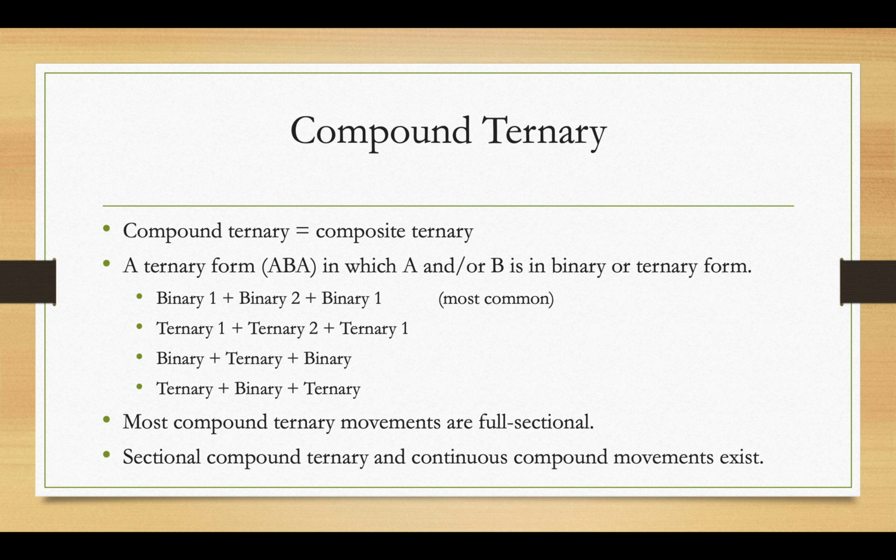However, that is not necessarily always the case. It is possible to have a sectional compound ternary. It is possible to have a continuous compound ternary. They do exist in the repertoire. They are just less frequent. Sectional compound ternaries are probably a little bit more common than continuous compound ternaries, but again, you can find both of those subtypes if you look hard enough in the literature.